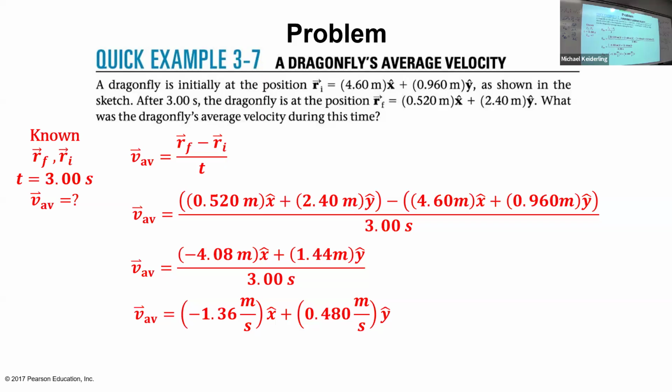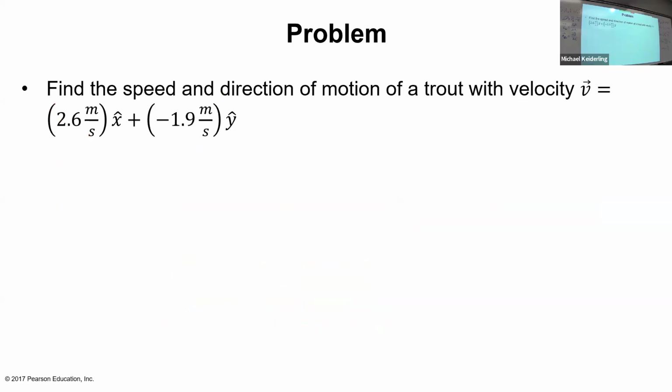So here, we want to find the speed and direction of motion of a trout with velocity v. Speed, that's the magnitude of the velocity. Direction of motion, that's the direction of the velocity. So I'll let you work on this for a couple of minutes.